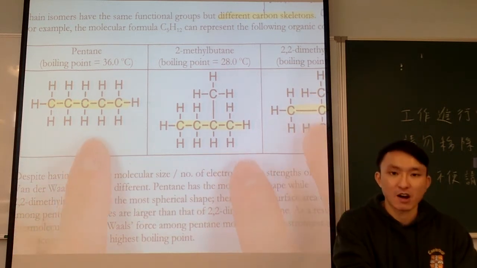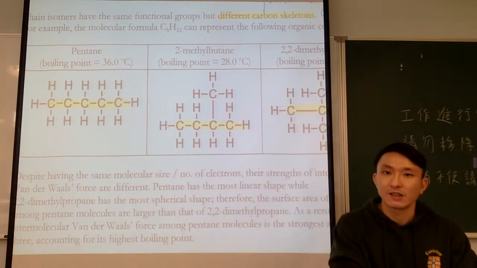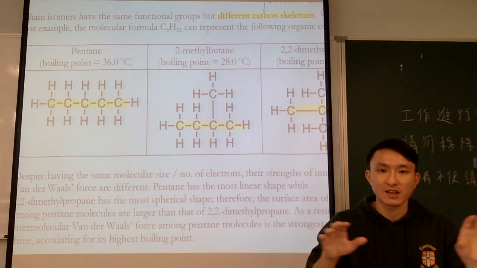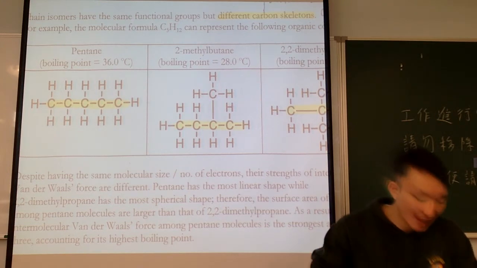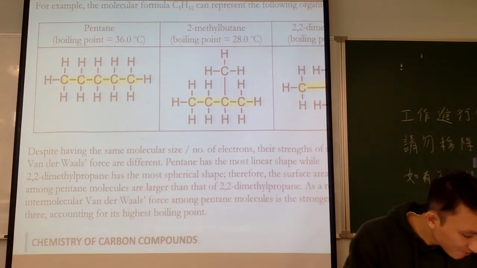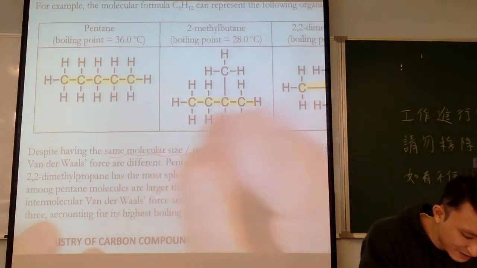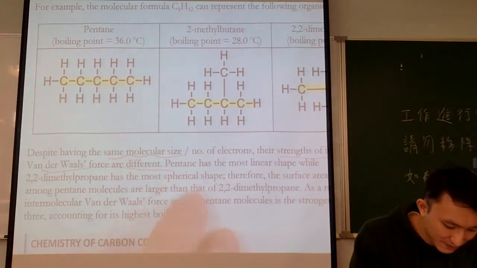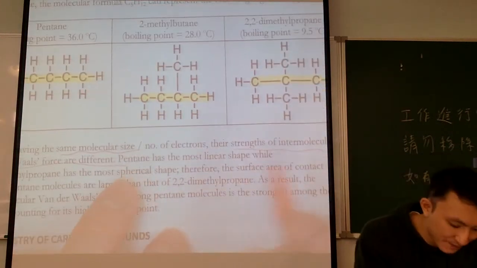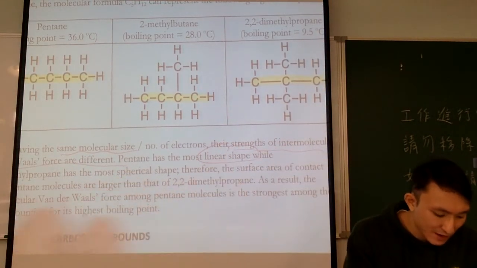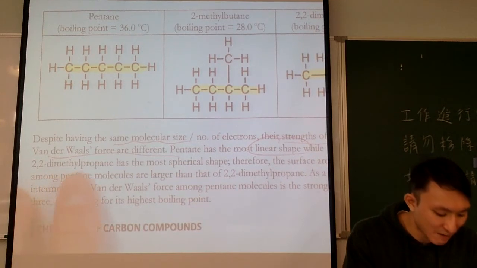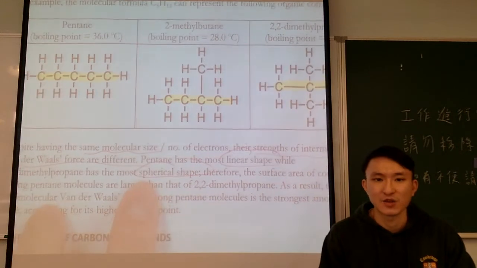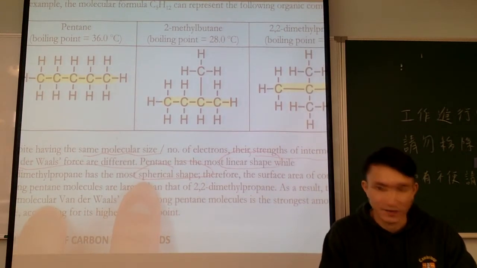In this case, they are all nonpolar. They all have the same size. So we must focus on the molecular shape. Okay. Now you see, despite having the same molecular size, the strength of intermolecular force are different. This is because of the shape. You see, pentane has a linear shape, whereas 2,2-dimethylpropane has the most spherical shape. Okay, so linear versus spherical shape.